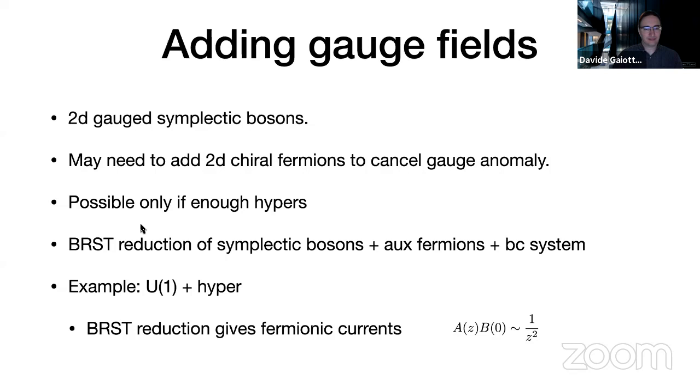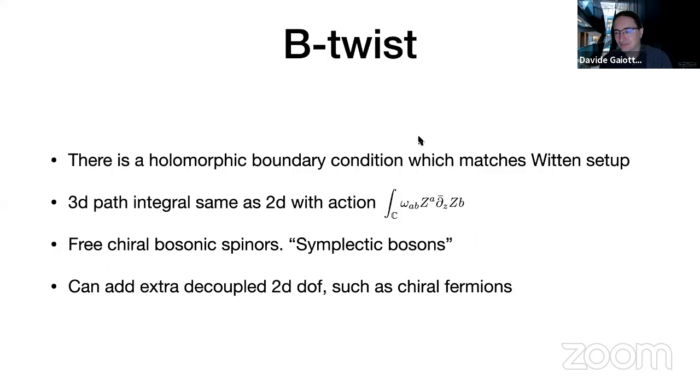So again, everything is in principle well understood. You know the algebra, you know how to take a BRST reduction. If you do it, say, for this favorite theory, U(1) plus a single hypermultiplet, the BRST reduction gives you fermionic currents. So you get two nice examples of mirror symmetry. If you take the B twist of this theory, you get fermionic currents, which is the same as the A twist of a free hyper. If you do the A twist of this theory, you get a symplectic boson times a complex fermion, which is a reasonable answer for the B twist of a hypermultiplet. So baby examples of mirror symmetry work out nicely here.